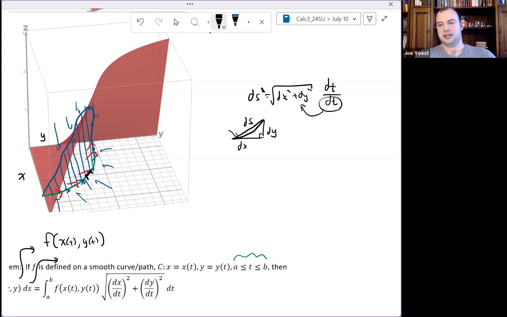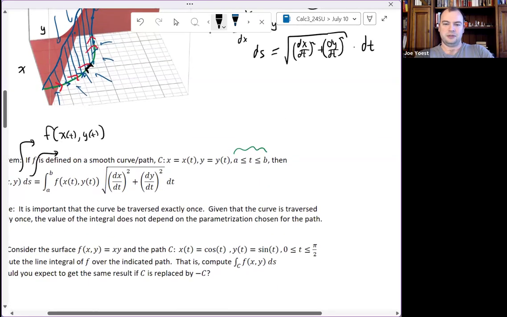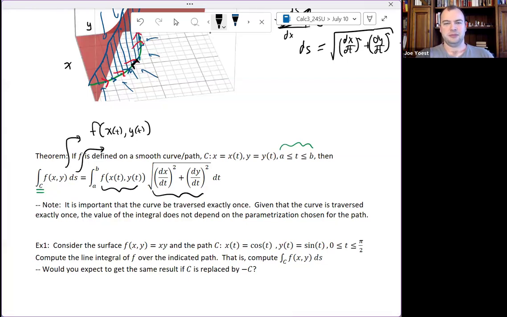distribute, recombine everything under the squares, and we get the square root of dx by dt squared plus dy by dt squared. That's from that guy coming inside, then times dt. So I'm integrating f times a little arc length factor, and I'm integrating that with respect to dt. Note that everything has t as the independent variable here.